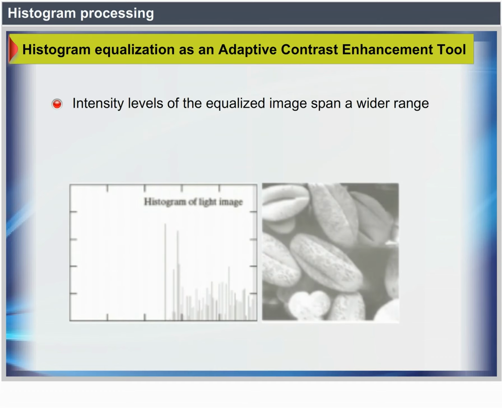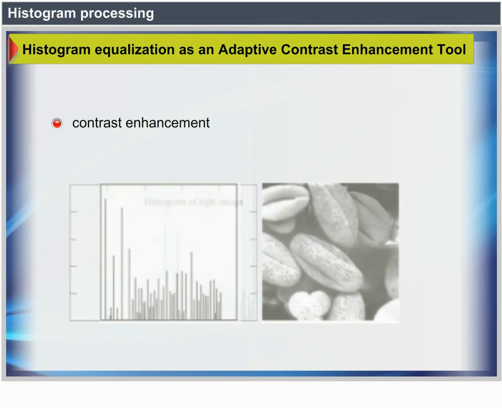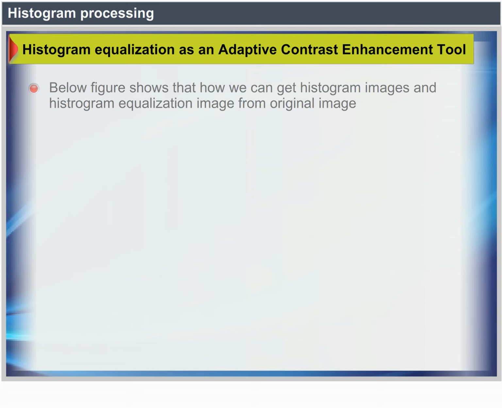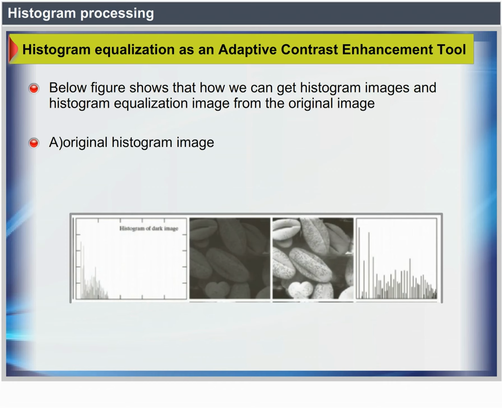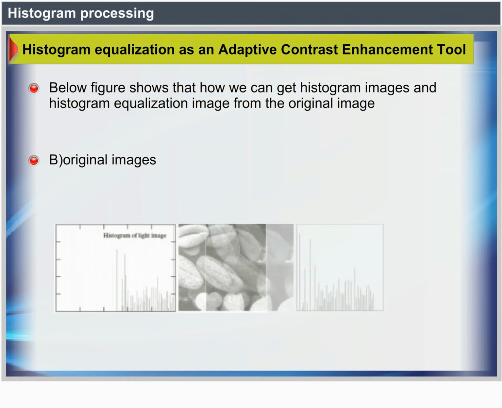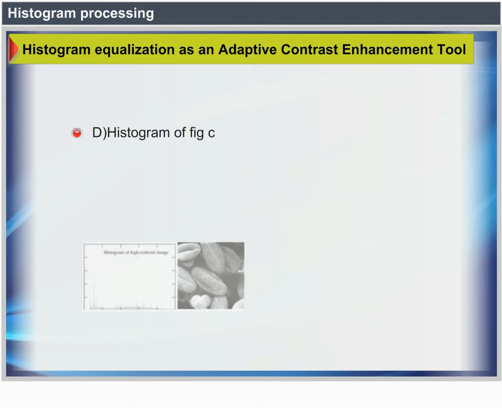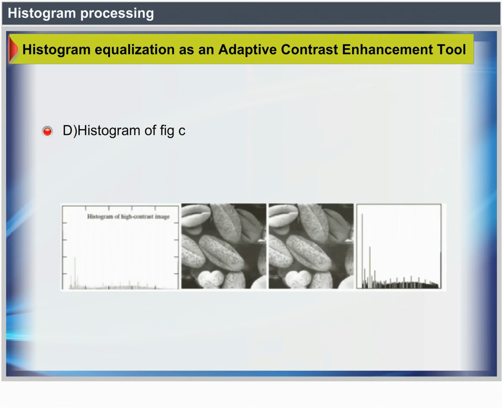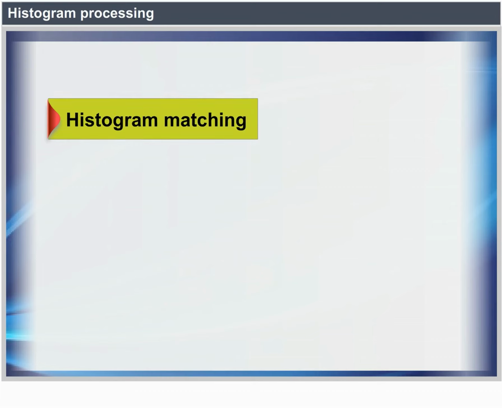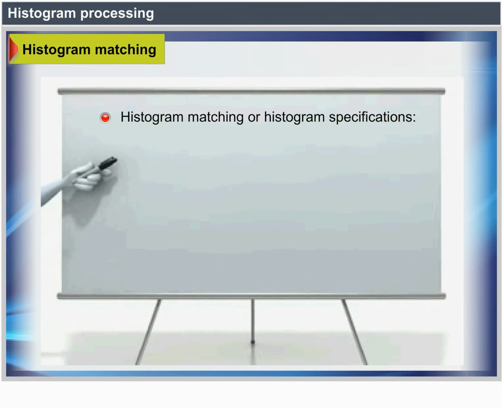Histogram matching. Histogram matching or histogram specification. r and z are continuous intensities, random variables. Pr of r and Pz of z correspond to PDF. Ps of z is a specified PDF. We already know that dynamic range of image equals 0 to L-1. The histogram matching equations are as shown on screen.